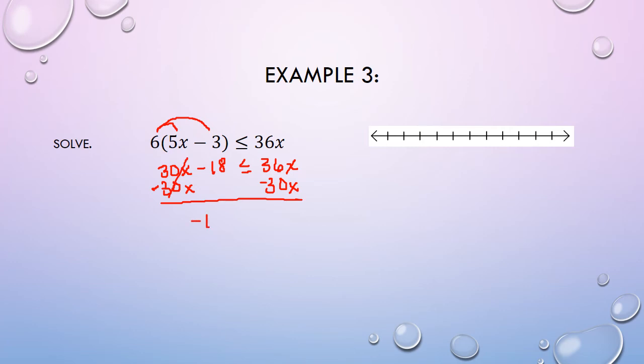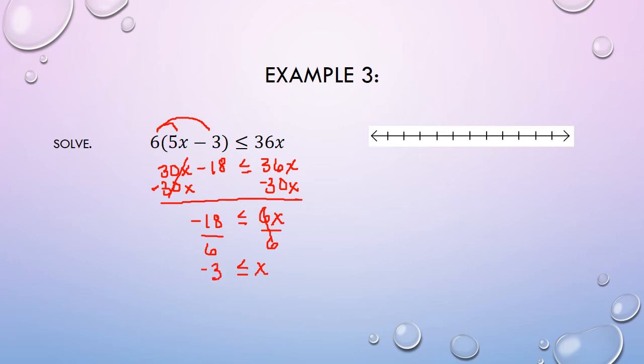Bring down a -18, bring down the less than or equal to sign, and 36x minus 30x gives us 6x. And now I need to get the x by itself, so I divide both sides by 6. Notice we are dividing by a positive 6, so this inequality sign stays the same. It's still going to be less than or equal to. And then -18 divided by 6 gives me -3.